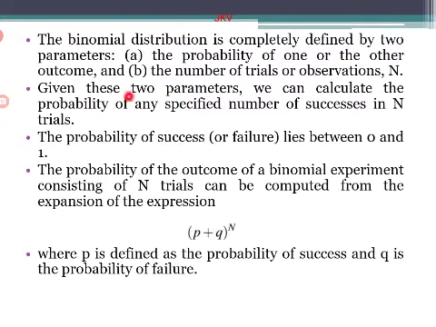That is, given these two parameters, we can calculate the probability of any specified number of successes in n trials. The probability of success or failure lies between 0 and 1. That is, it can be either yes or no. No means 0, yes means 1. The probability of the outcome of a binomial experiment consisting of n trials can be computed from the expansion of the expression (p + q)^n, where p is defined as the probability of success, q is defined as the probability of failure, and n is the number of trial observations.